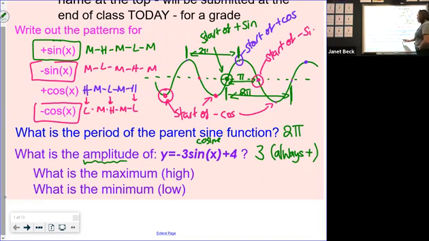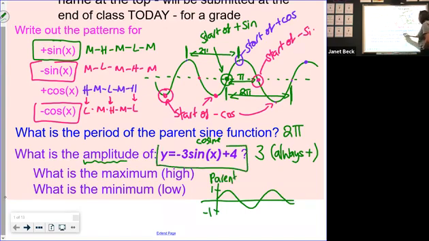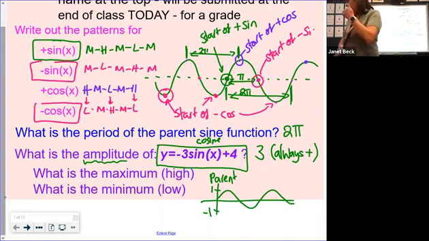Now, how would we find out the maximum? On the parent wave, the maximum is at 1 and the minimum is at -1. That's for the parent. What about for this one? Okay, type in what you think, type into chat what you think the highest point will be. Let's see what we're getting.